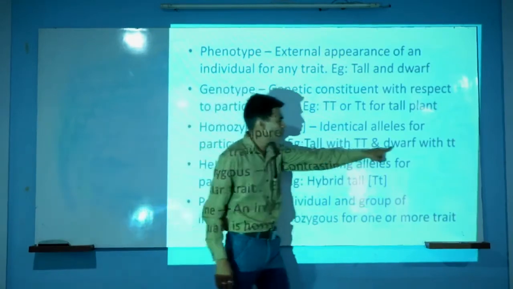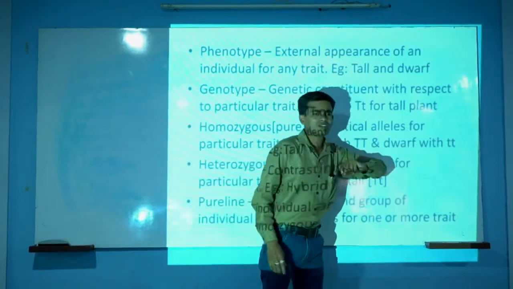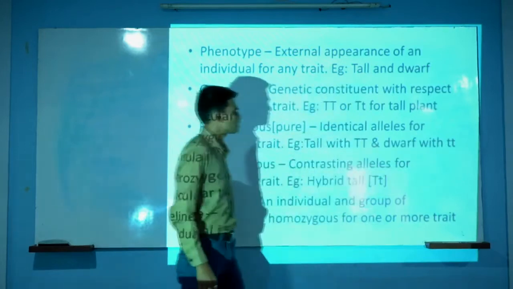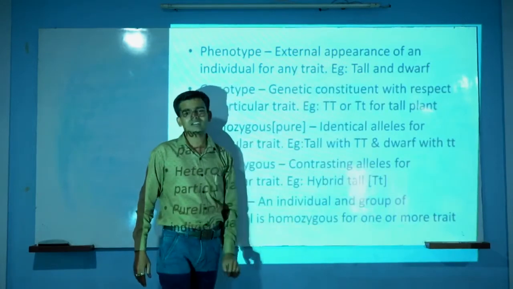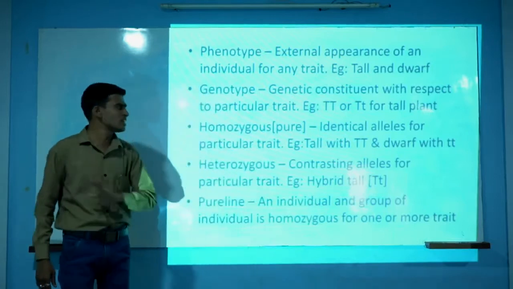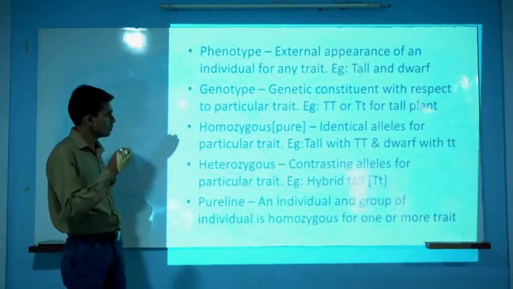That is tallness. Here also, dwarf plants having the identity small t. So both are similar. This similar genetic constitution is responsible for that dwarfness. So identical, that is similar alleles, is responsible for the expression. That is what we call a pure plant.